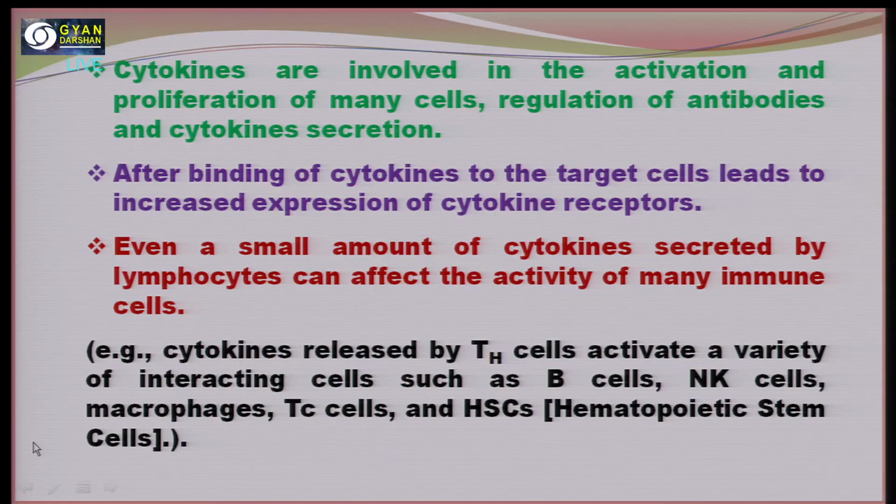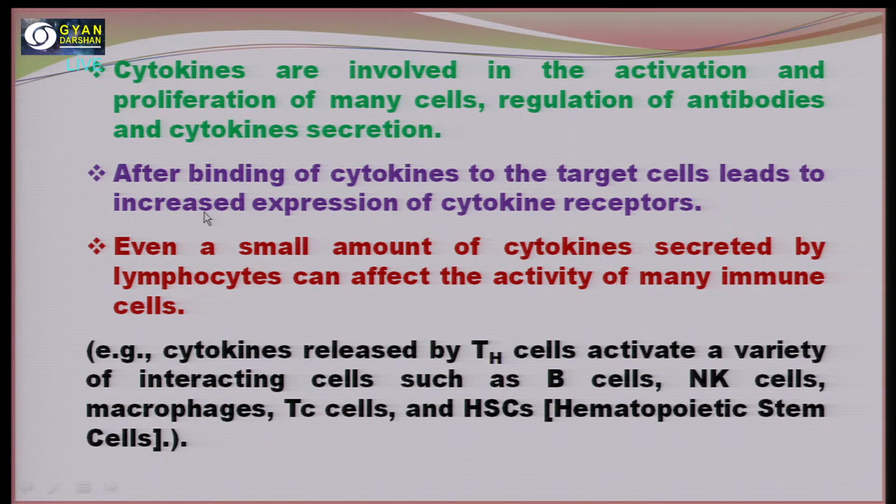The cytokines are involved in the activation and proliferation of many cells, and regulation of antibodies and cytokine secretion. After binding of the cytokine to the target cell, the expression of cytokine receptors increases. A lot of cytokine receptors will be generated after binding of the cytokine to the particular receptor. They are able to regulate it, and ultimately the immune response will take place.